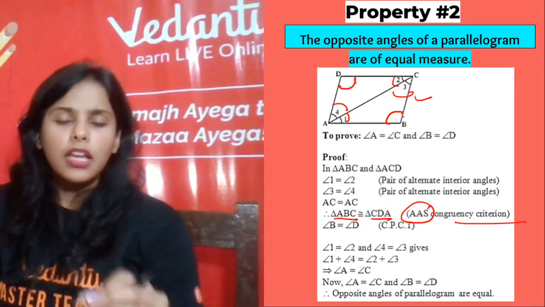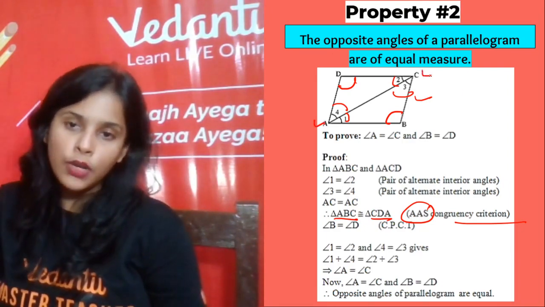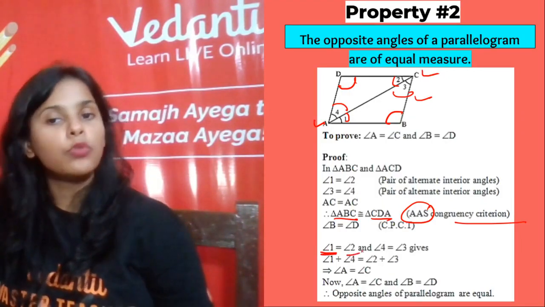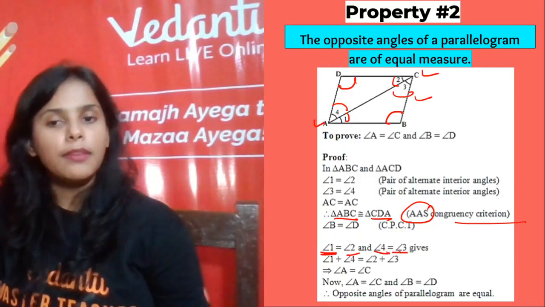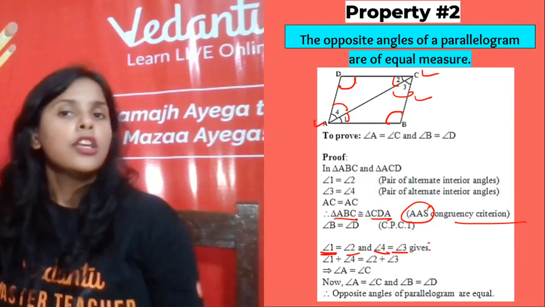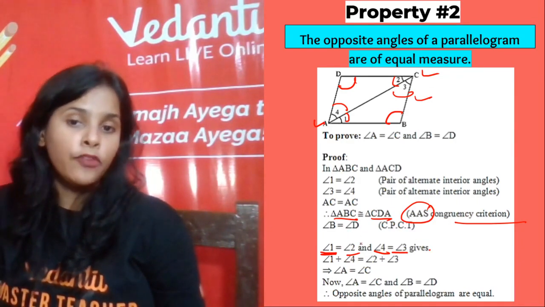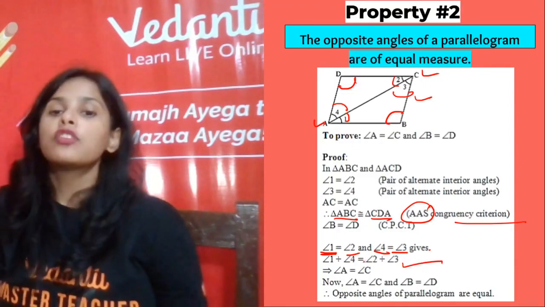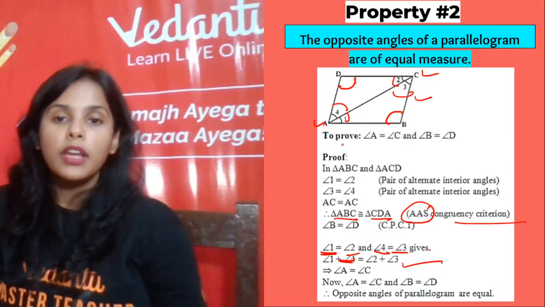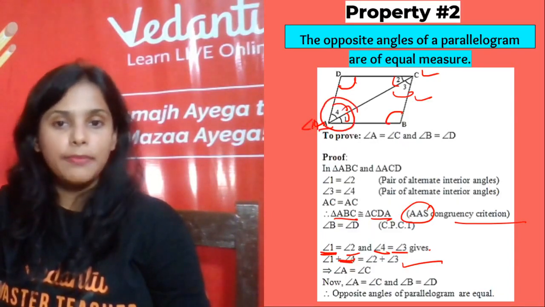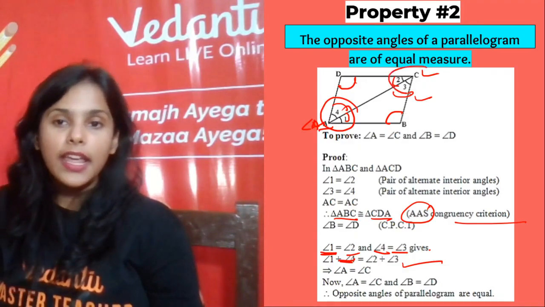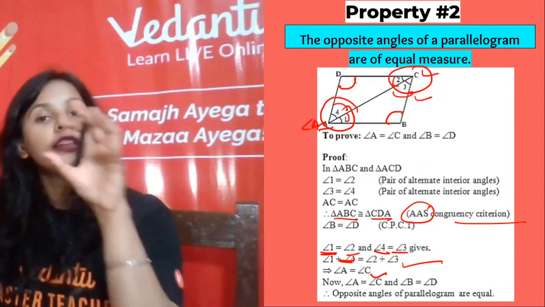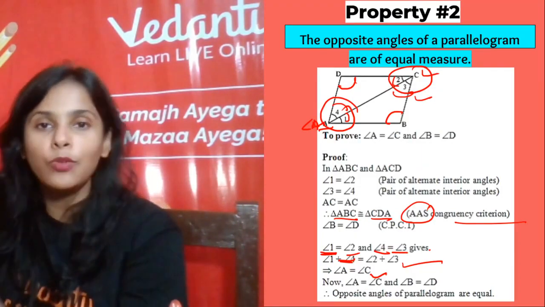Now we have to prove that this angle is also equal to this angle. So for that we are going to write down like this. Angle 1 is equal to angle 2. We know this. Angle 4 is equal to angle 3 because of alternate interior angles. So can we write angle 1 plus angle 4 is equal to angle 2 plus angle 3? Yes, we can definitely write that. So angle 1 and angle 4 together make angle A, and angle 2 and angle 3 form angle C. So angle A is equal to angle C, and we have proved that opposite angles in the parallelogram are equal to each other.